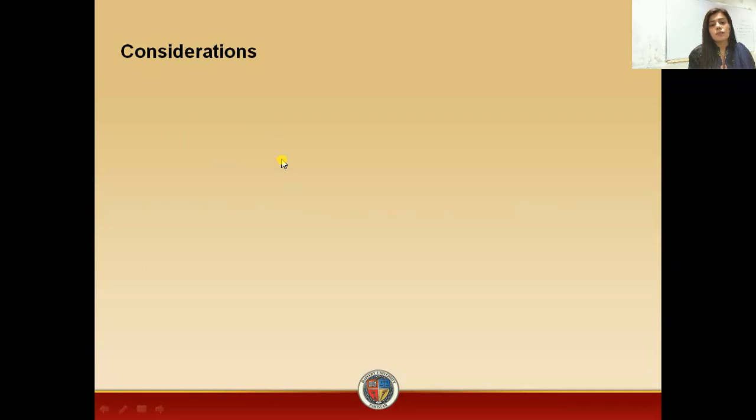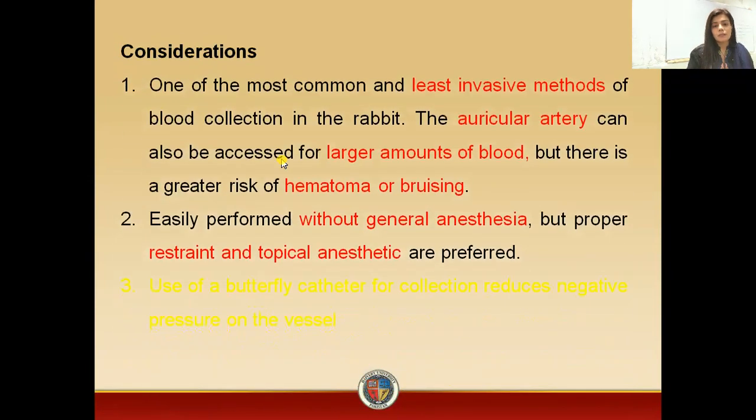Now, what are the considerations of the experiment? This is definitely the most common and the least invasive method to collect blood from the rabbits. There are two commonly used sites from where you can collect the blood from the rabbits. The first one is the auricular artery and the second one is the marginal vein. We usually don't use the auricular artery in our labs. Why? Because it is only used for collecting a large amount of blood, which is sometimes not required in your lab, and it may also result in bruising and hematomas.